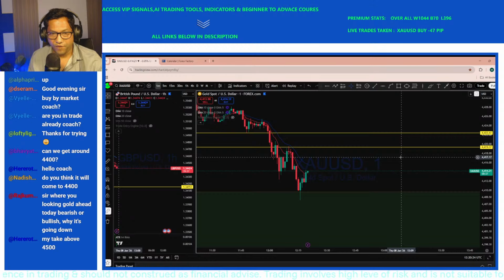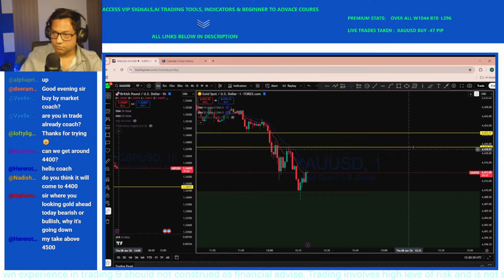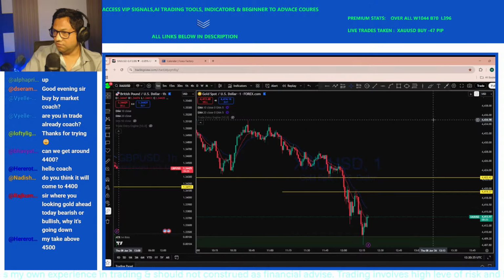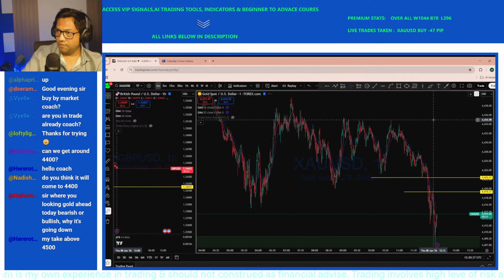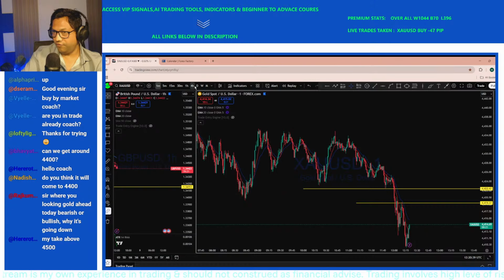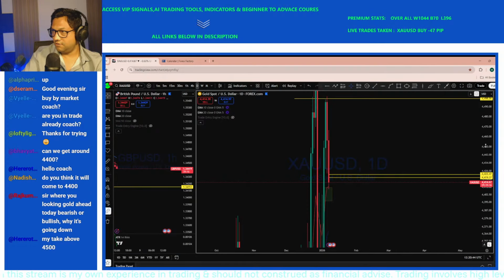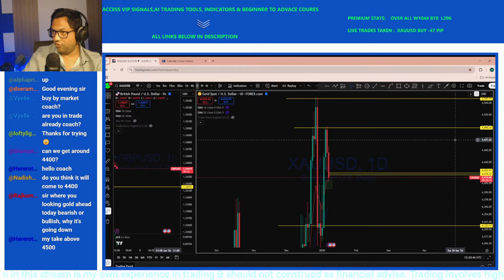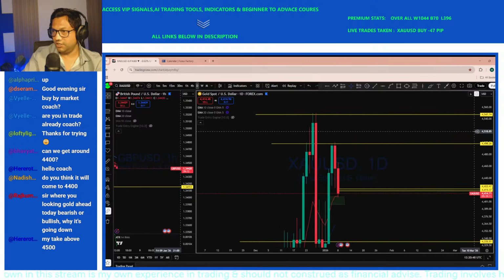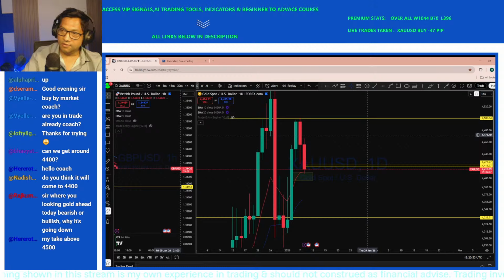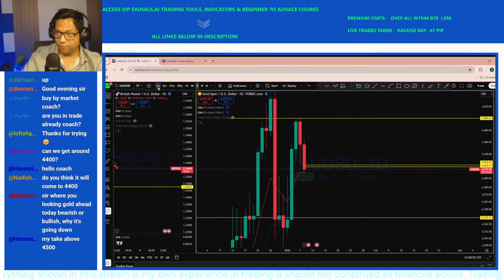Might take about 4500. Anyone in that opinion, market will go 4500. I think if it rejects that 4498, it might go cross that high, and that might be with NFP.